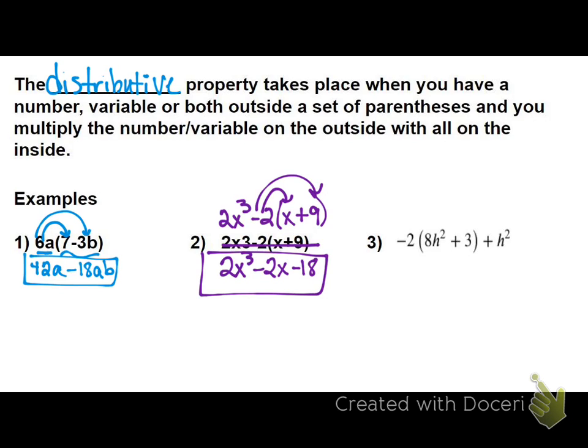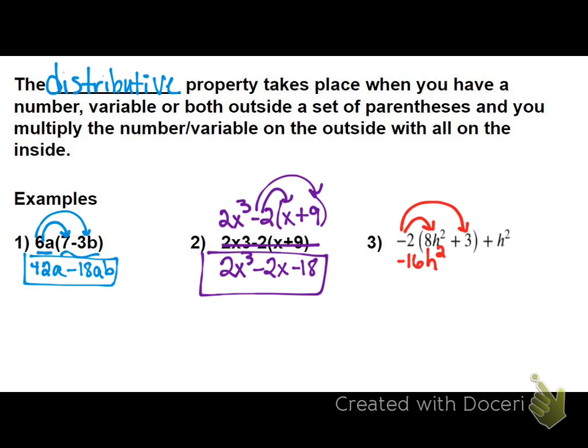Moving right along. Negative 2 times 8h squared plus 3 plus h squared. What am I going to distribute here, Emily? Negative 2. And I'm going to distribute it to what? 8h squared and 3. Okay, so go ahead and do that for me. Negative 16. Don't forget your variable and exponent. h cubed. Squared.